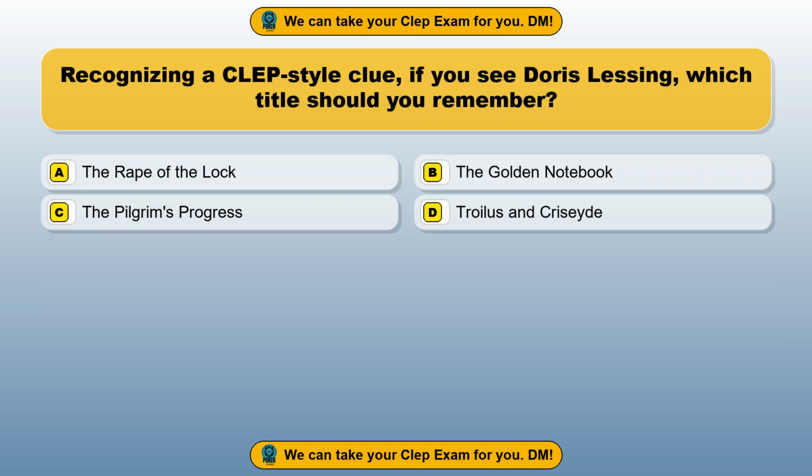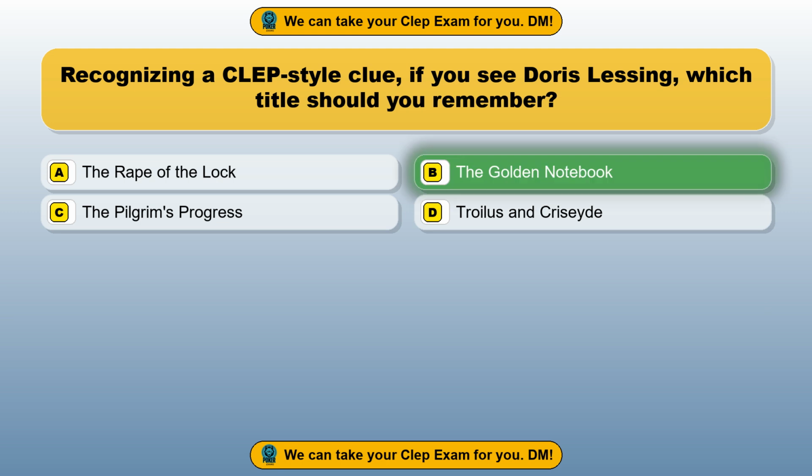Question 30. Recognizing a CLEP-style clue, if you see Doris Lessing, which title should you remember? Option A, The Rape of the Lock. Option B, The Golden Notebook. Option C, The Pilgrim's Progress. Option D, Troilus and Cressida. The correct answer is option B, The Golden Notebook.